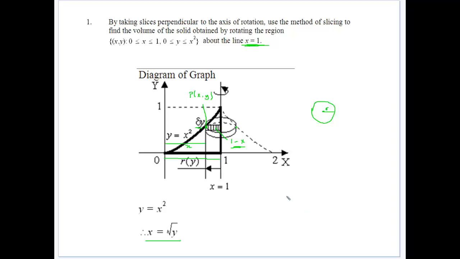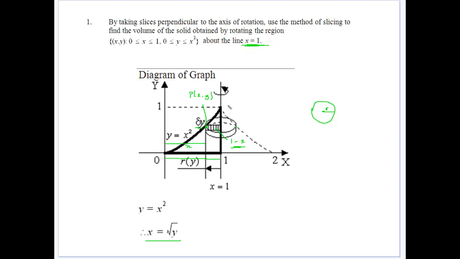Now in these curves, what we want to do is take a rotation this time, but instead of rotating around an axis, we want to rotate around a line. The first one we want to rotate is taking the curve y is equal to x squared and rotating around the line y is equal to 1.